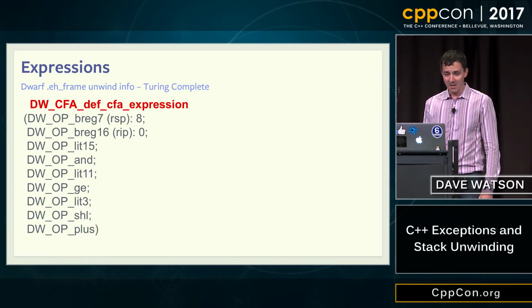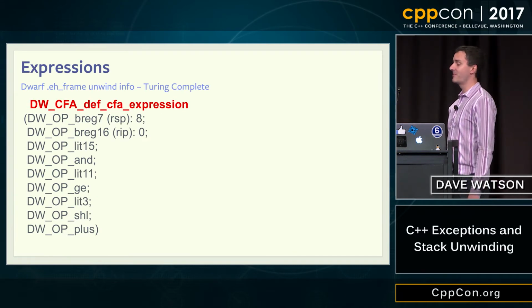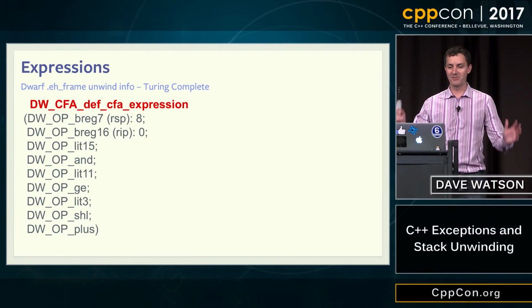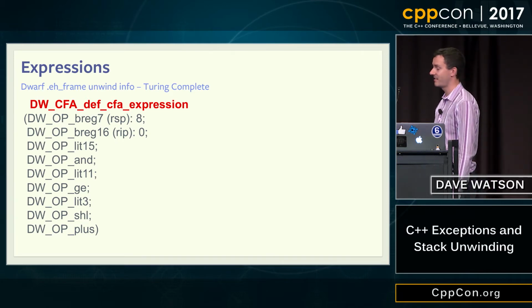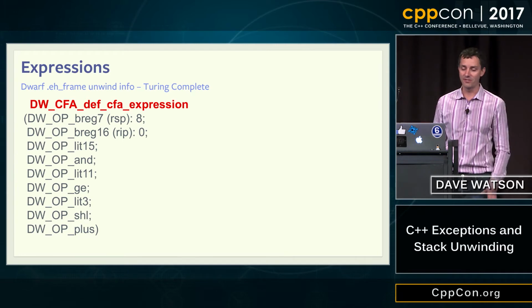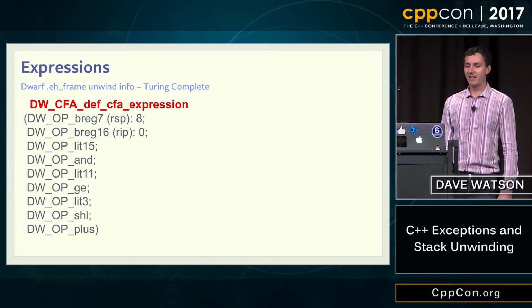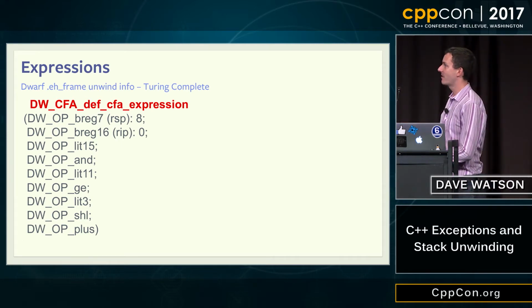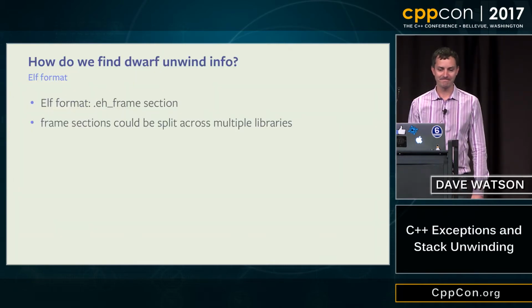But expressions can be totally arbitrarily complicated. This one is not made up. I grabbed this from the standard library. It grabs a couple registers, puts some literals on the stack, ANDs them together, does greater than, shift left, but totally, completely arbitrarily complicated. As it turns out, a researcher wrote a whole paper on how to maliciously attack your program using DWARF instructions. That's kind of cool. I thought it was a good read.